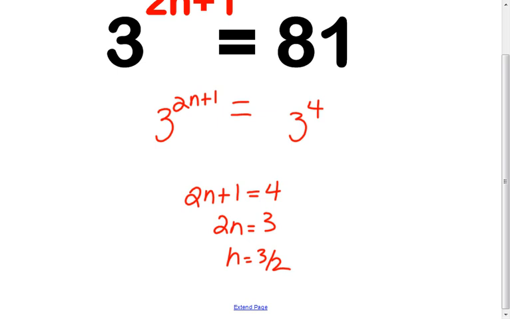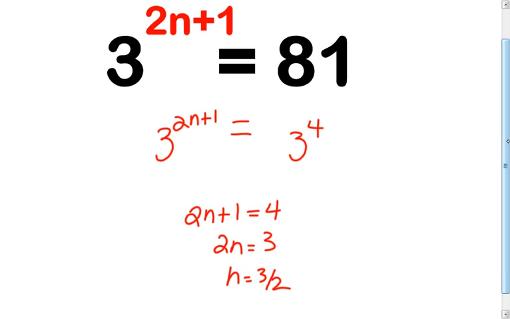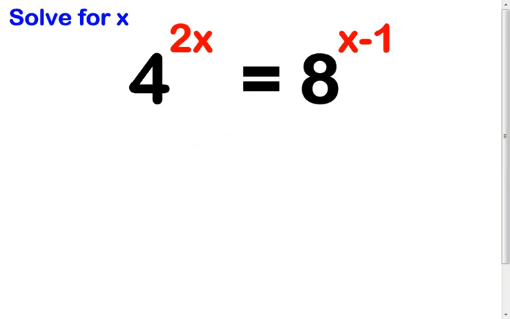When you're dealing with logs and exponents, you should always check this. So you should plug it in. 2 times 3 halves up here. Of course, the 2's cancel, and then you'll have 3 plus 1, and 3 plus 1 makes 4. And yes, 3 to the 4th does equal 81. So check these because sometimes you get extraneous solutions.